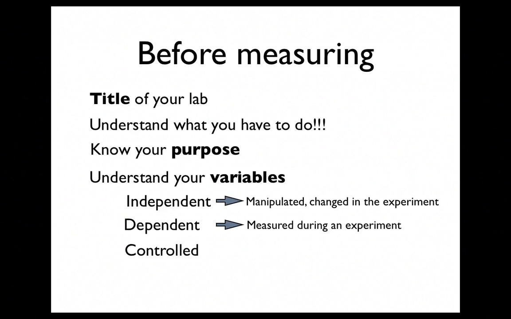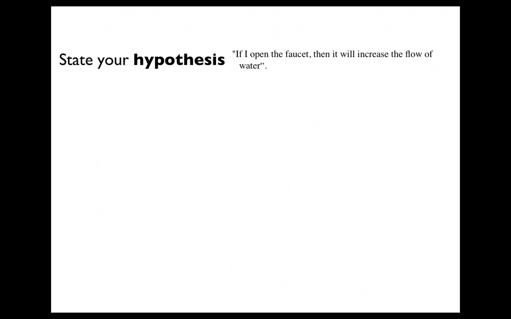The control variables are all the variables that are constant around us while doing the experiment, like the light in the room, temperature in the room, etc. Before you measure, you should also state your hypothesis. This is your educated guess of what the result of the experiment will be like. Use your independent and dependent variable to explain your hypothesis. So for example, if I open the faucet, then it will increase the flow of water. Here, the opening of the faucet is my independent variable, and the flow of water is my dependent variable.